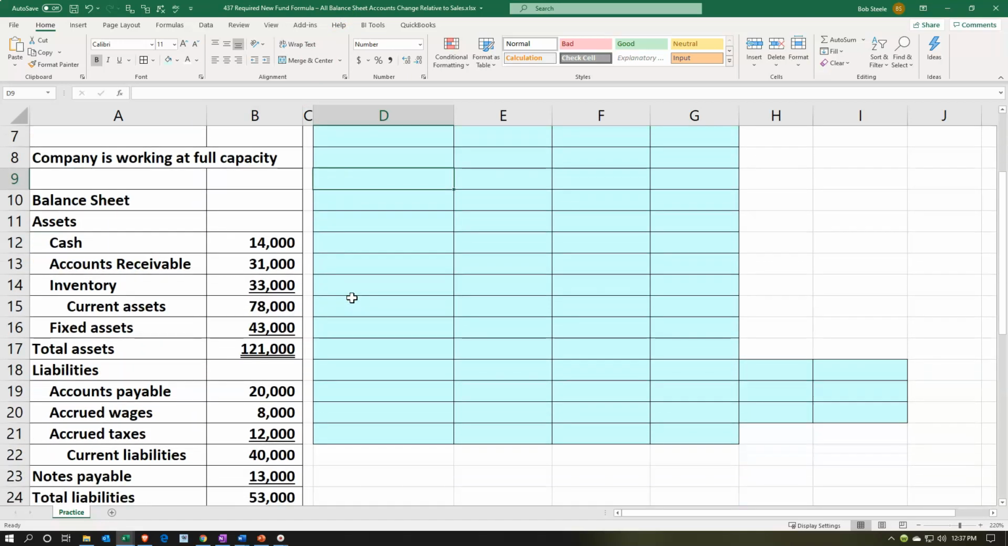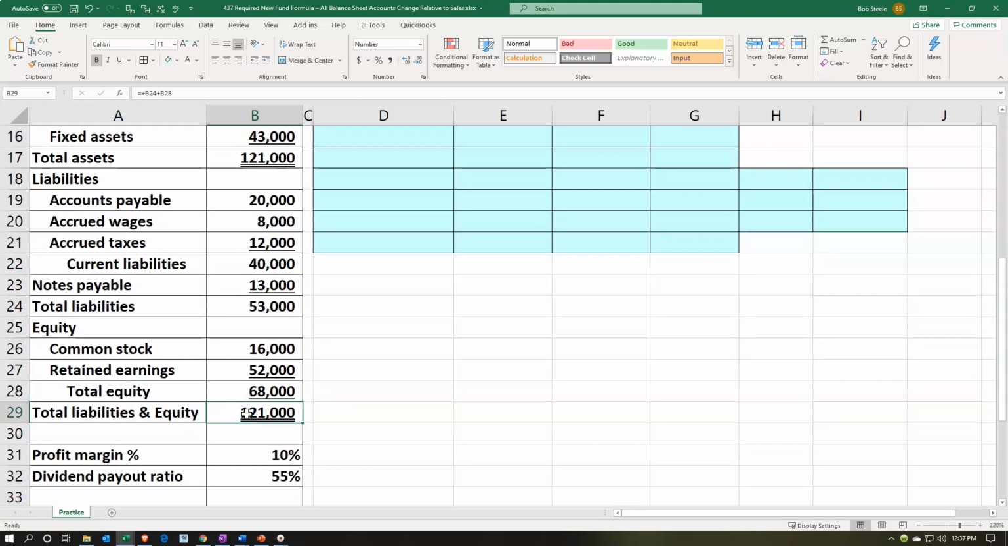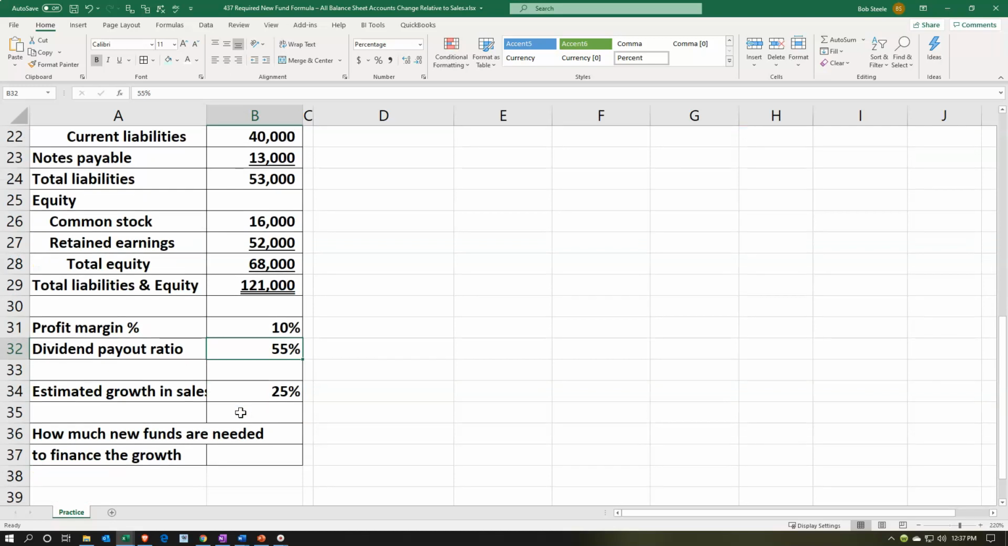We have the balance sheet then, the balance sheet as of the prior period, at the end of the last period. We have our assets here, our liabilities and equity then. Then we have the profit margin percent is going to be 10%. The dividend payout ratio is going to be 55%, and the estimated growth in sales is going to be 25% increase in the following year. So how much new funds are needed to finance the growth that we're going to be needing?